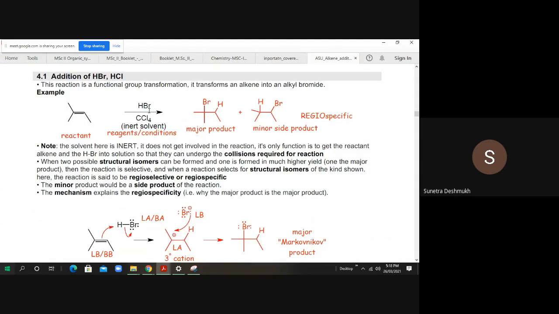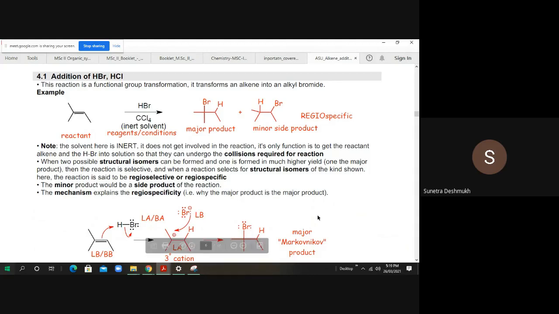So for reagents, I have used HBr and CCl4 as the inert solvent. In this one, you can see that the major product has the bromine attached to the more substituted carbon atom, and in the minor product the bromine is attached to the less substituted carbon atom. In this way, the reaction is regiospecific. Regiospecific means bromine goes to the most substituted side. That is nothing but the Markovnikov addition here.